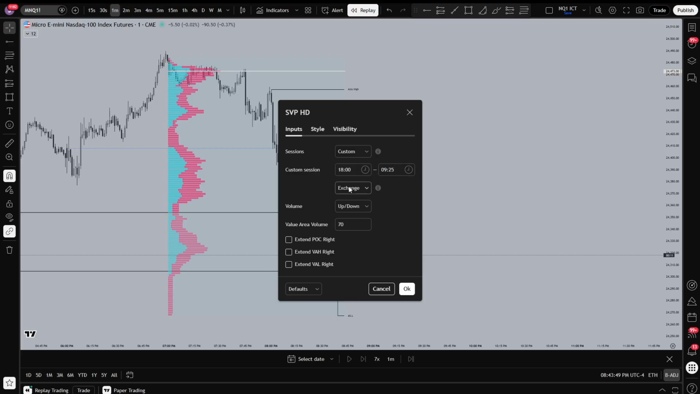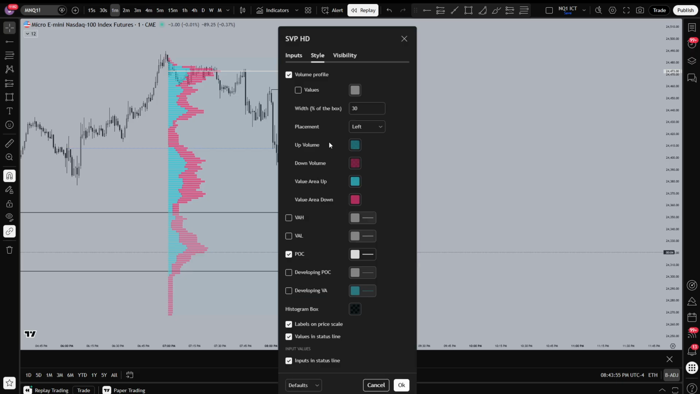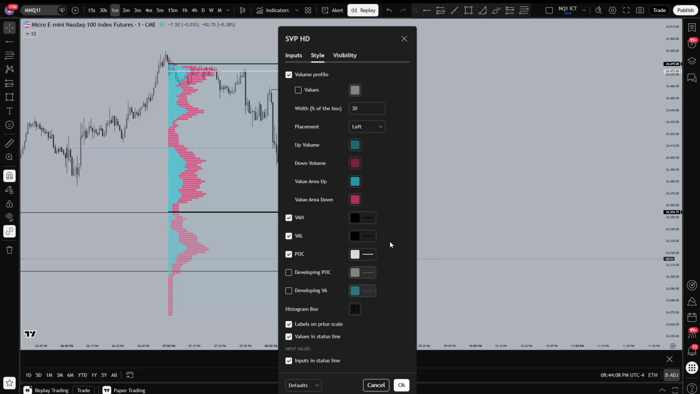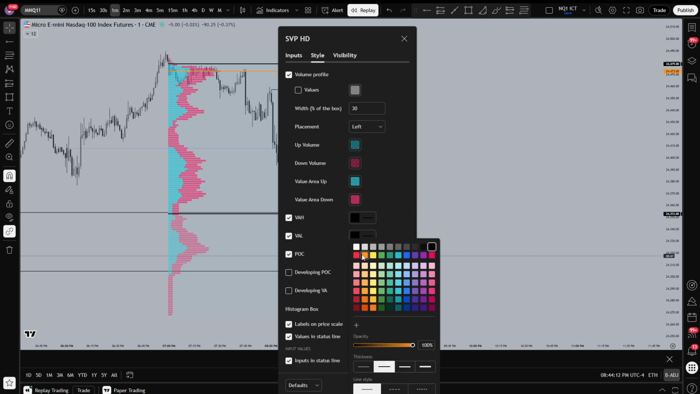And then anything else? No, that's it really. Then go to style, and highlight value area high, value area low, and POC. I would change them to black so we can just see the levels. I normally turn POC to orange or something, so it's different from black.